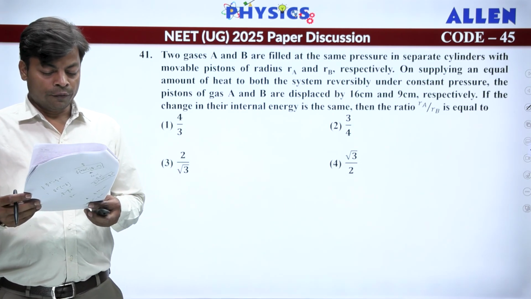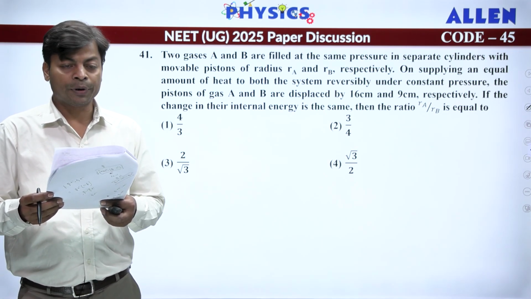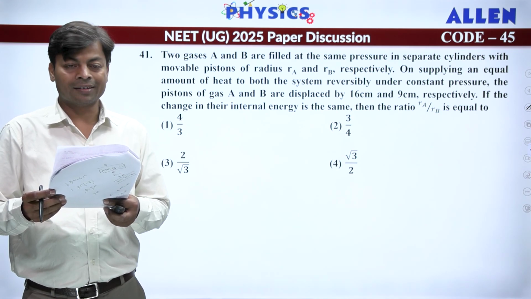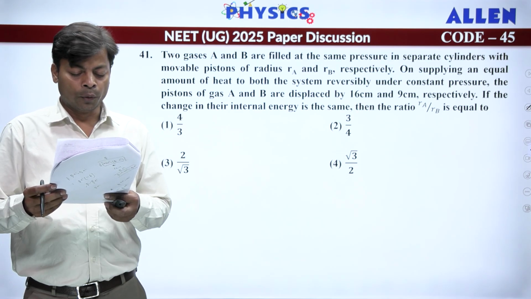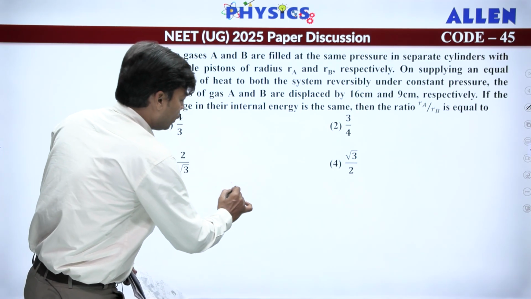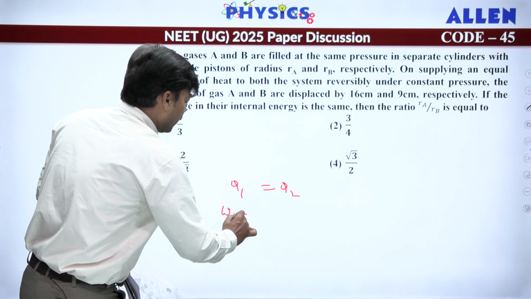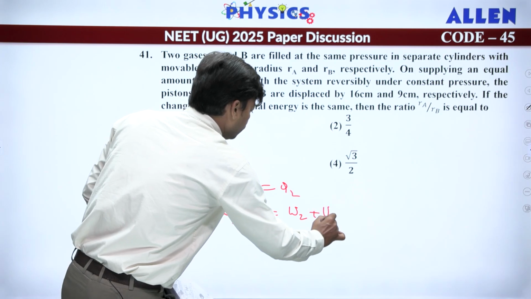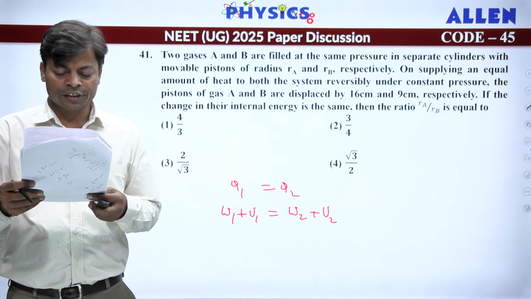We'll do question number 41. It says two gases A and B are filled at the same pressure in separate cylinders with movable pistons of radius RA and RB. On supplying an equal amount of heat to both of them, means Q1 is equal to Q2, which means W1 plus U1 is equal to W2 plus U2. That is what it means.